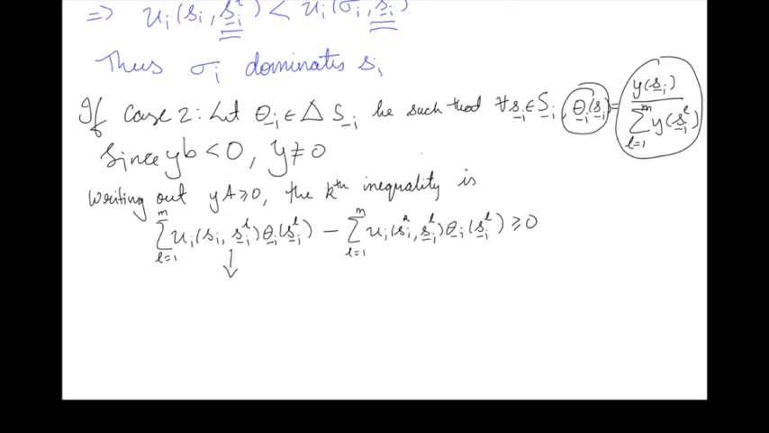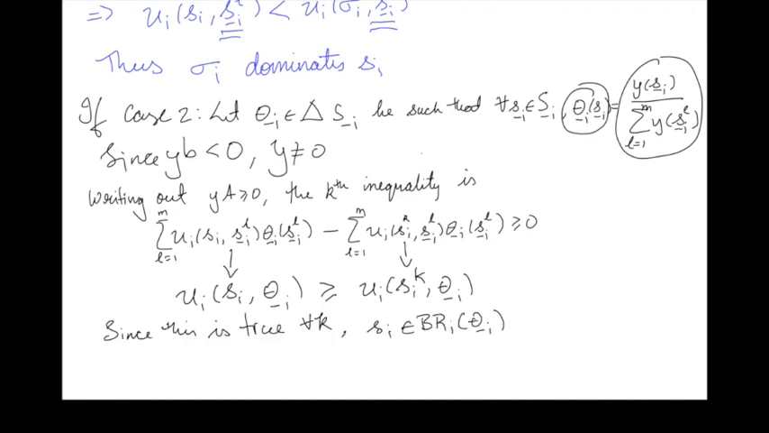The first term is nothing but the expected utility from playing Si given the belief theta minus I. The second term is the utility from playing Sik given the belief theta minus I. Since the difference is positive, the first term has to be at least as big as the second term. So this says Si gives you at least as high a payoff in expectation as Sik given your belief theta minus I. Since this is true for every k, Si has to be a best response to theta minus I. That completes the proof.